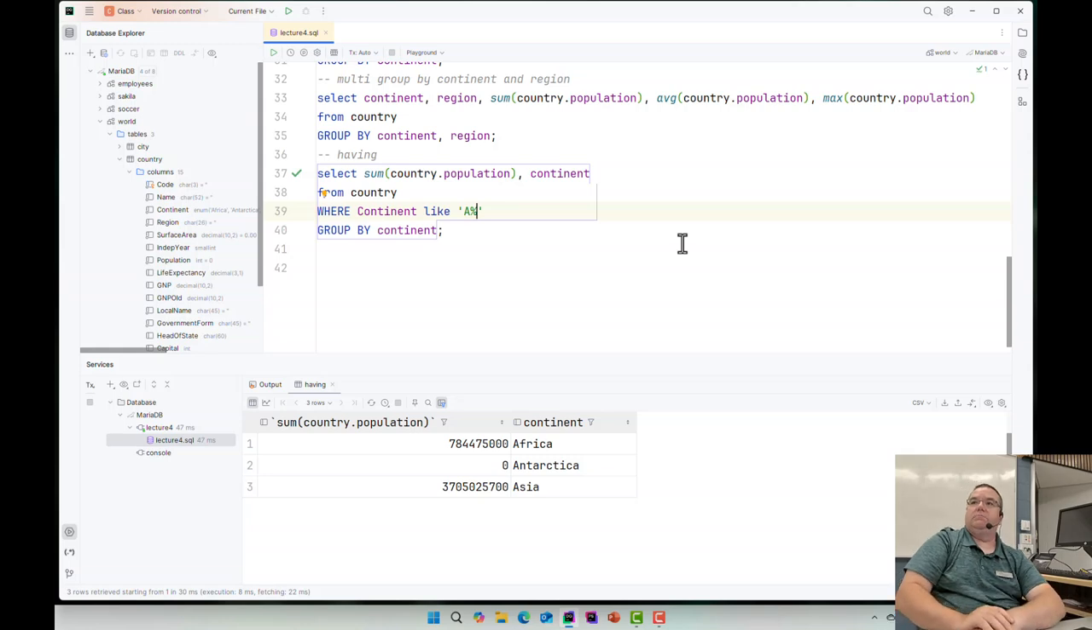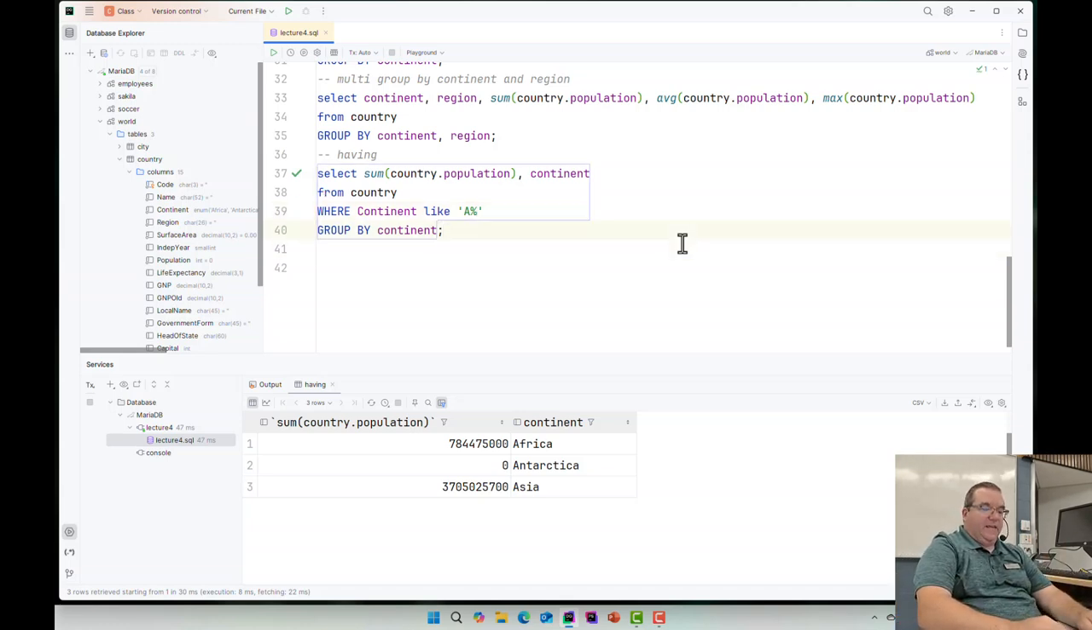So I just want stuff that starts with A. This is the where clause I did last week. What I'm doing right now is I want the sum of the population grouped by continent for countries where the continent name starts with A, and we're summing it up by continent.